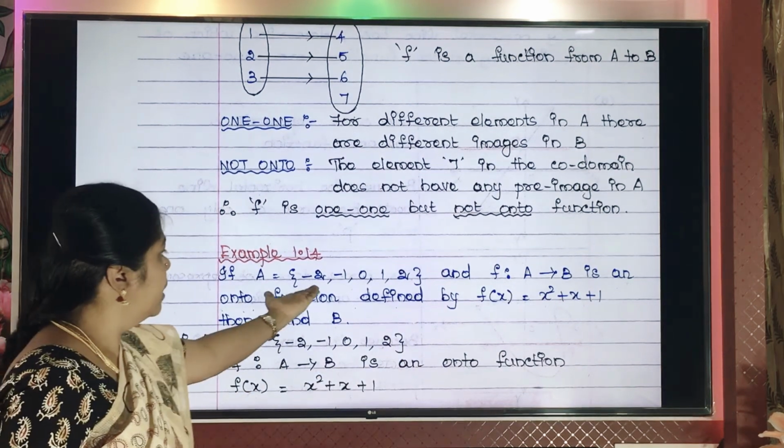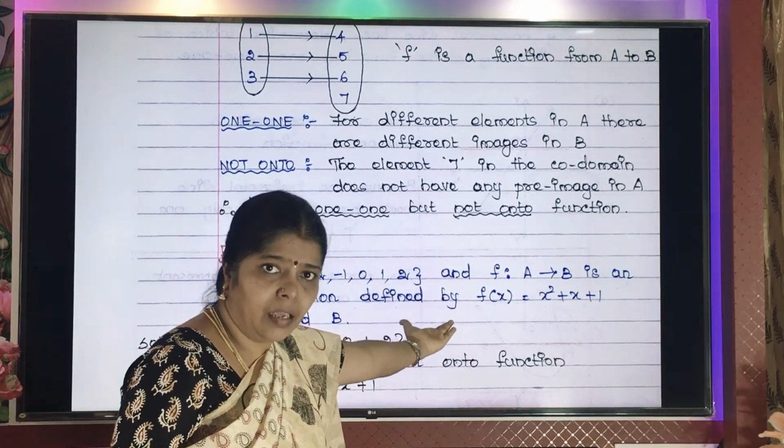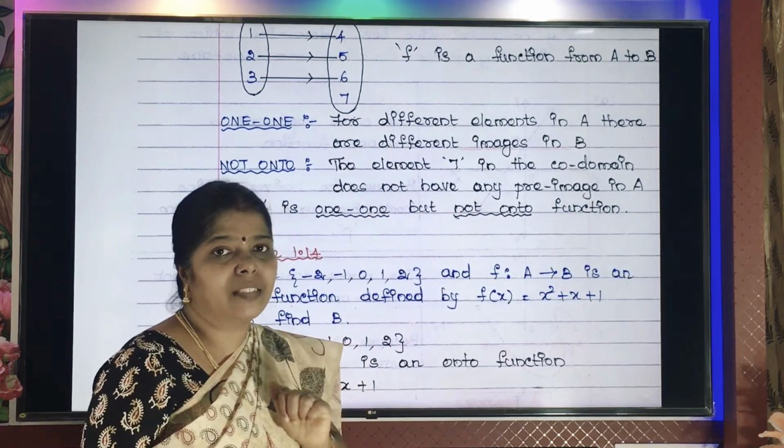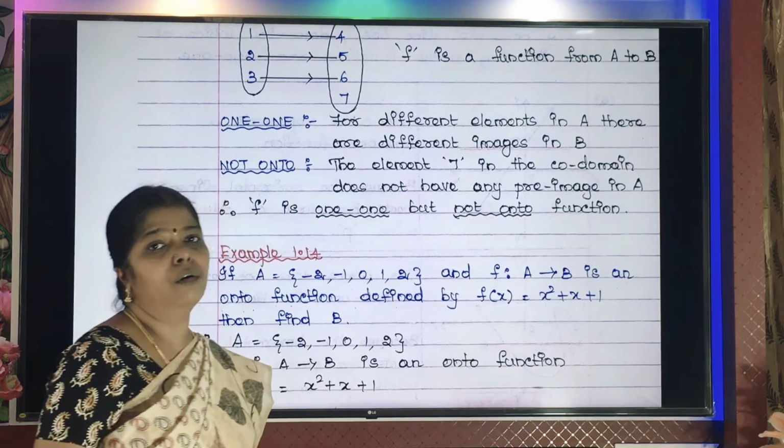See here, they have given set A. Have they given set B? No. So we need to find it. How will we find the elements of set B? With the clue that it is an onto function.